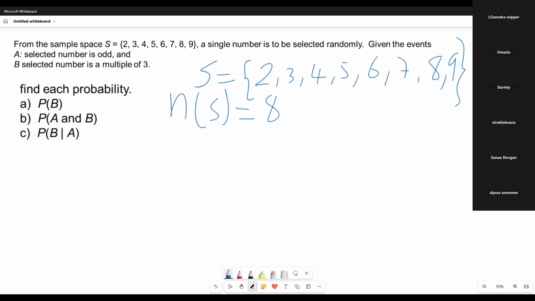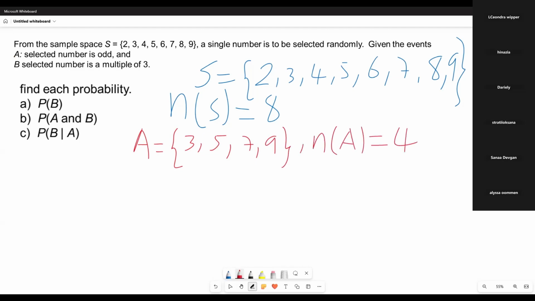Are you done? Yes. Okay. They give you the sample space 2, 3, 4, 5, 6, 7, 8, and 9. So 8 outcomes in the sample space. Also, they give you 2 events. Event A is talking about odd. Let's look for odd numbers in the sample space. That's 3, 5, 7, 9. So there are 4 outcomes in event A.